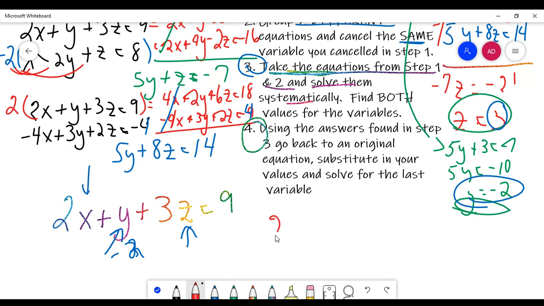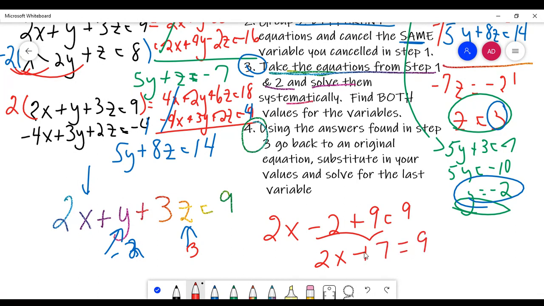So, fun fact, I get 2x minus 2. And of course, remember, I plugged the 3 in for my z. 3 times 3 is 9. I hope I don't get that wrong. That would be awkward. So that's going to give me 2x plus 7 equals 9. Yay, team. So that gives me 2x is equal to 2. Oh my God, I'm going to run out of room again. And that gives me x equal to 1.